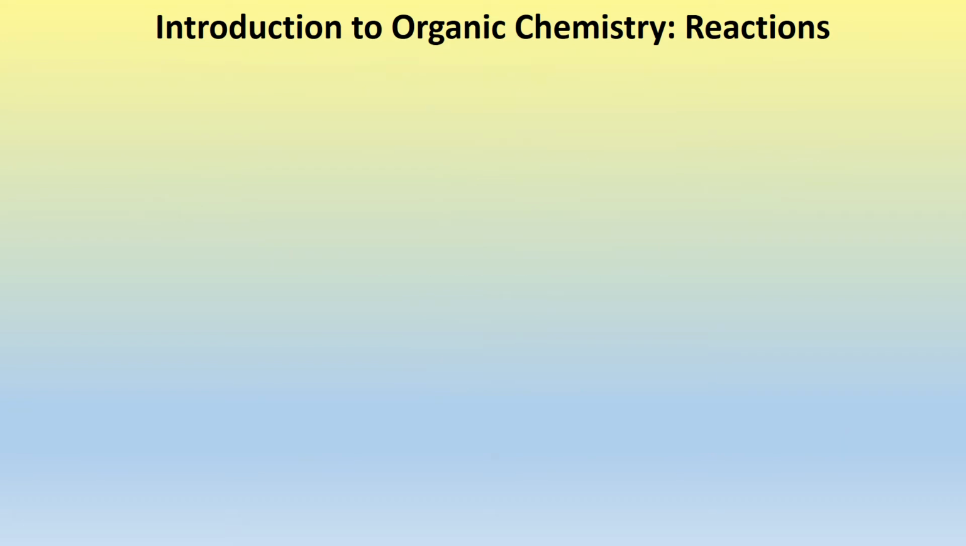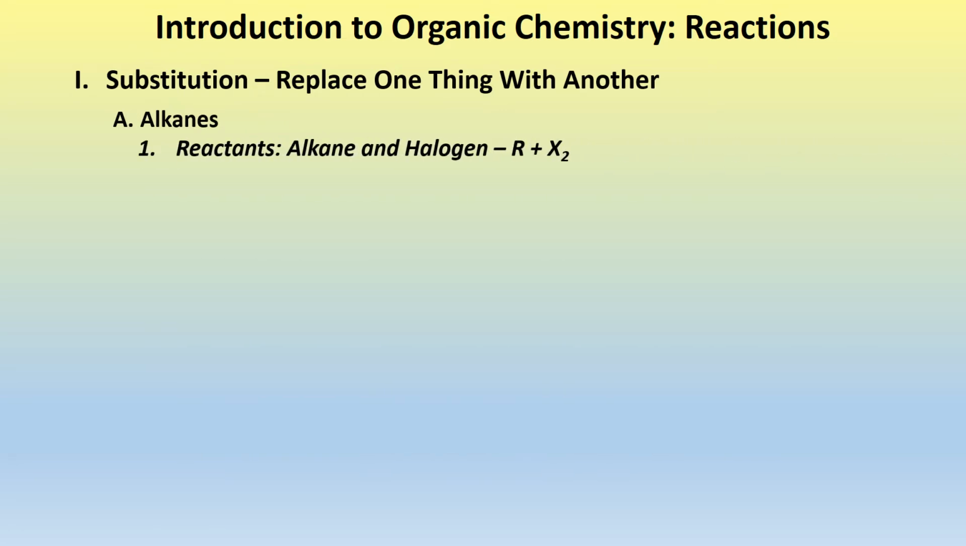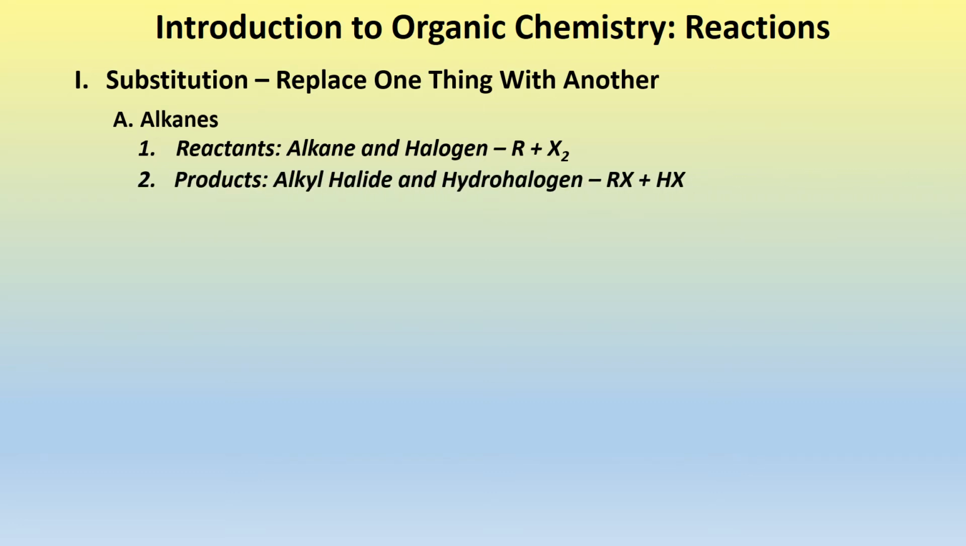We will start by looking at a substitution reaction, where you literally replace one thing with another. Substitution reactions are primarily undergone by alkanes. The reactants are alkanes and a halogen, R-H and X2, and the products are what's called an alkyl halide and a hydrohalogen, RX plus HX. As an example, we look at propane reacting with chlorine. One of the products is HCl.